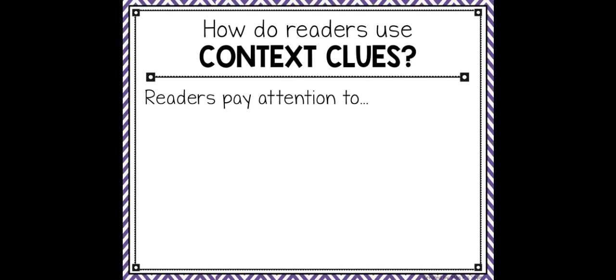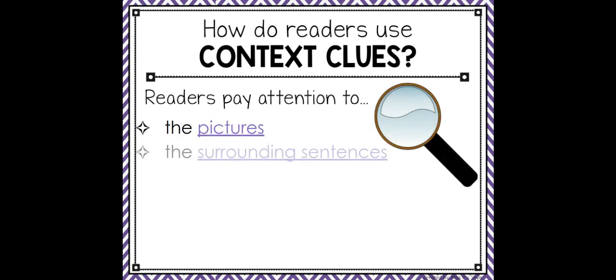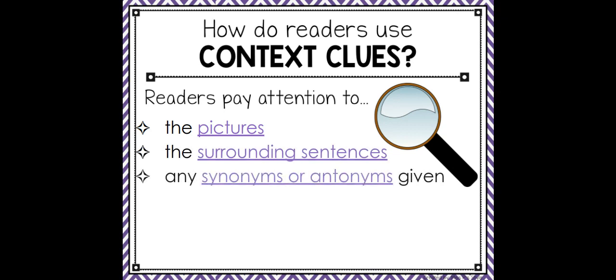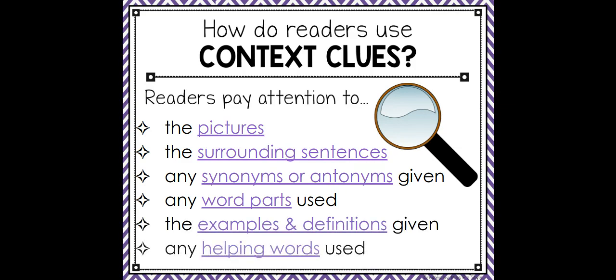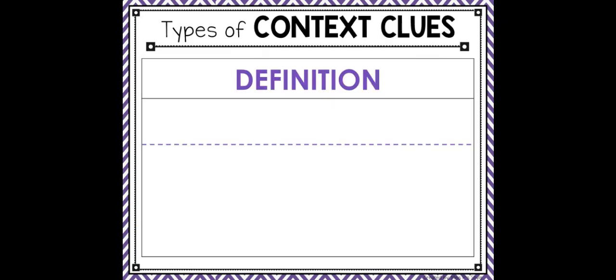So how do readers use context clues? Readers pay attention to the pictures, the surrounding sentences, any synonyms or antonyms given, any word parts used, the examples and definitions given, and any helping words that are used. Now that we know how readers use context clues, we're going to take a closer look at each one.